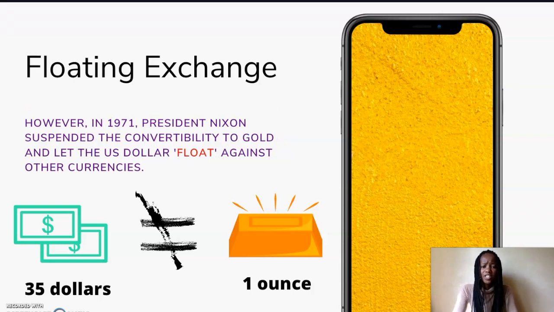However, in 1971, President Nixon suspended convertibility to gold and let the USD float against other currencies. So he said, the dollar will not be equal to the amount of gold reserves that we have as a country, because at the time, the reserves were depleted.